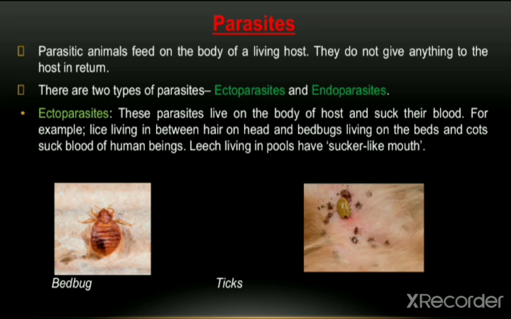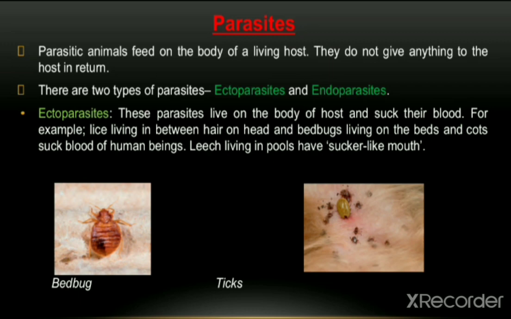Next one is parasites. Parasites are the organisms who feed on another living organism or the host body, and they give nothing in return to the host body. Parasites are further classified as ectoparasites and endoparasites.